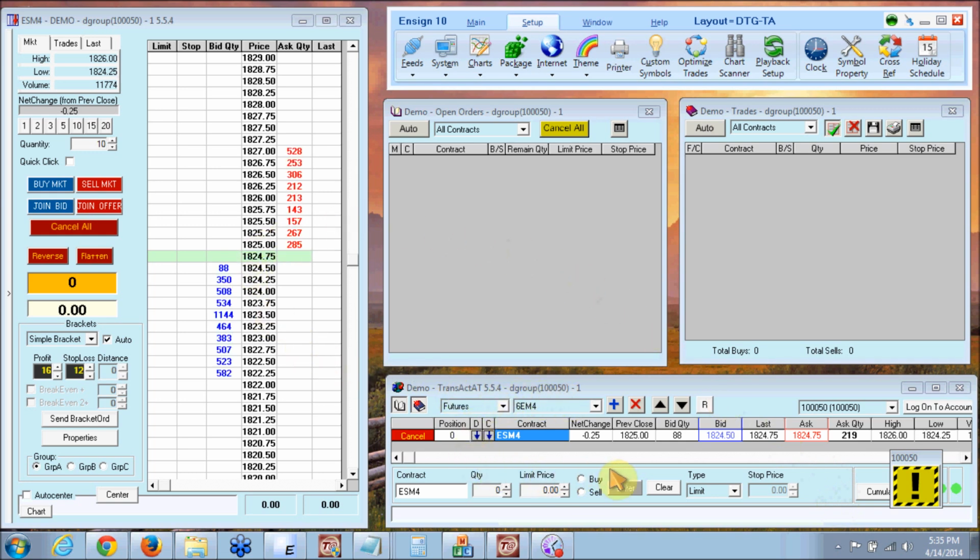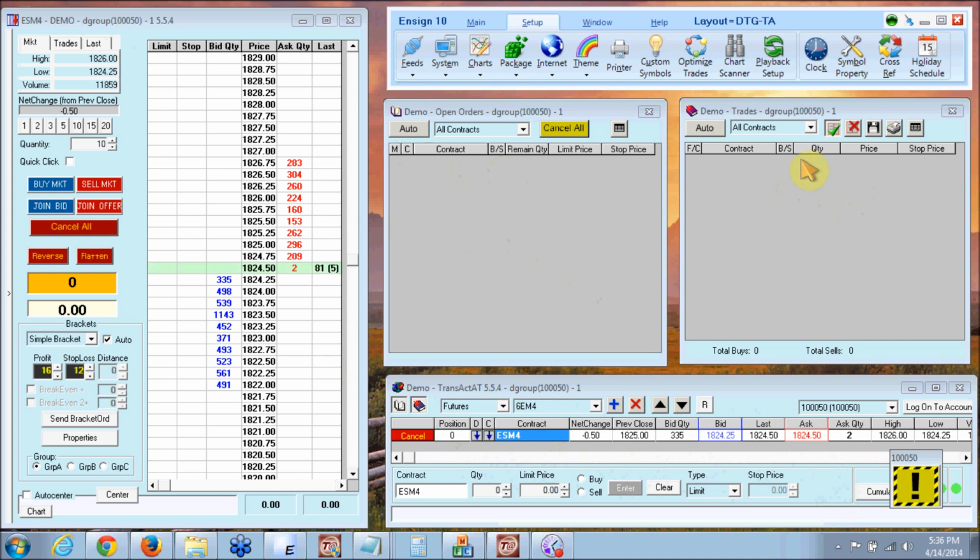You have your console, your TransAct console, and you'll notice that I only have one data feed going, and that's my ES mini data feed. If you have more than one, you need to get rid of them and just have one, unless you're doing something more sophisticated. You have your trading ladder to the left. You have your open orders window. And you have your trades window.